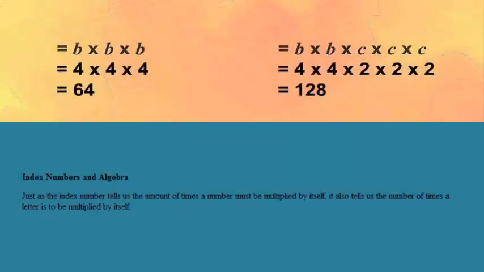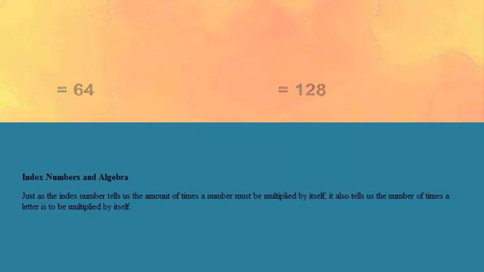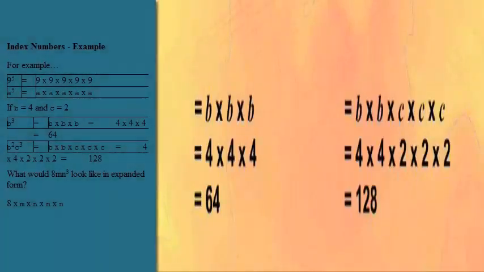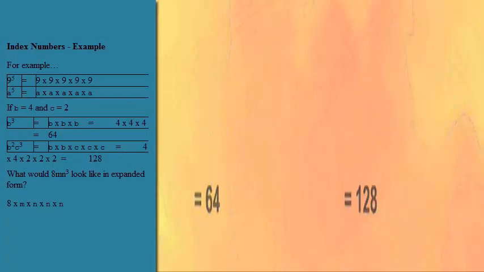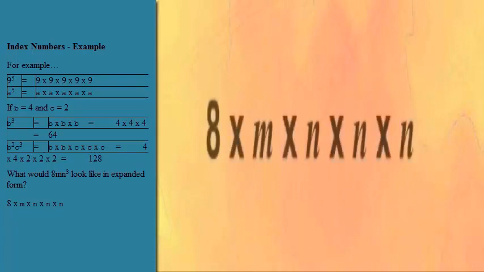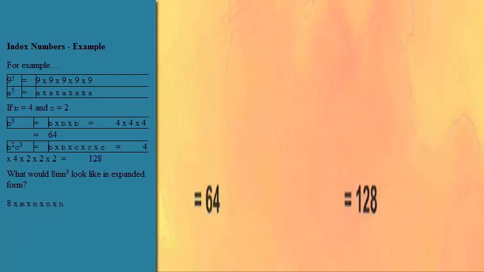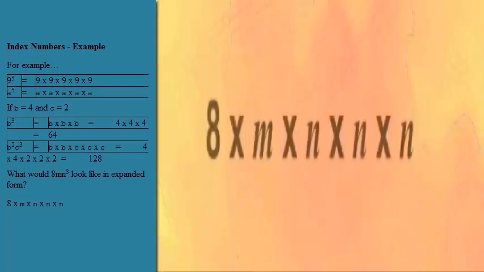Just as the index number tells us the amount of times a number must be multiplied by itself, it also tells us the number of times a letter is to be multiplied by itself. For example, 9 to the power of 5 equals 9 times 9 times 9 times 9 times 9. A to the power of 5 equals A times A times A times A times A.